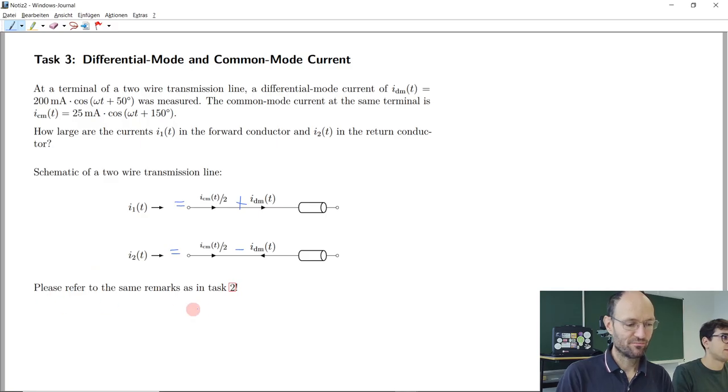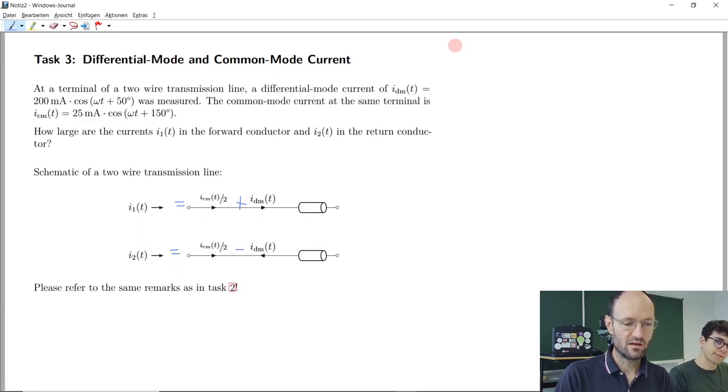It says we should please refer to the same remarks as in task 2. We take the IDM first. We take our time functions, write them as complex phasors in exponential form, convert them into real and imaginary part, do this plus and minus, convert back into polar form, and write them back as time functions.